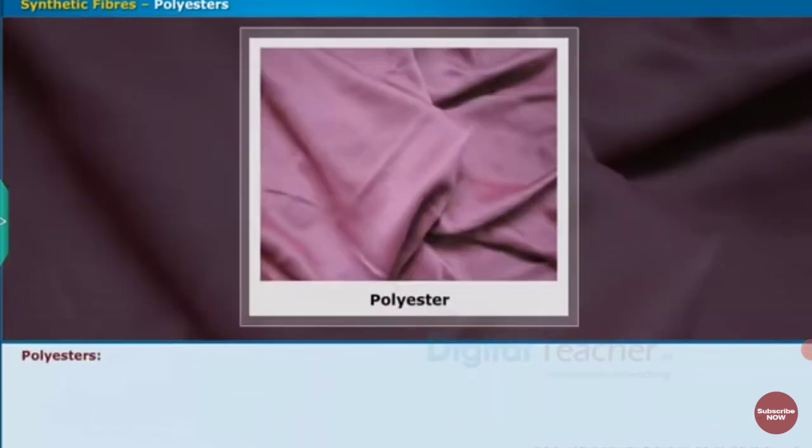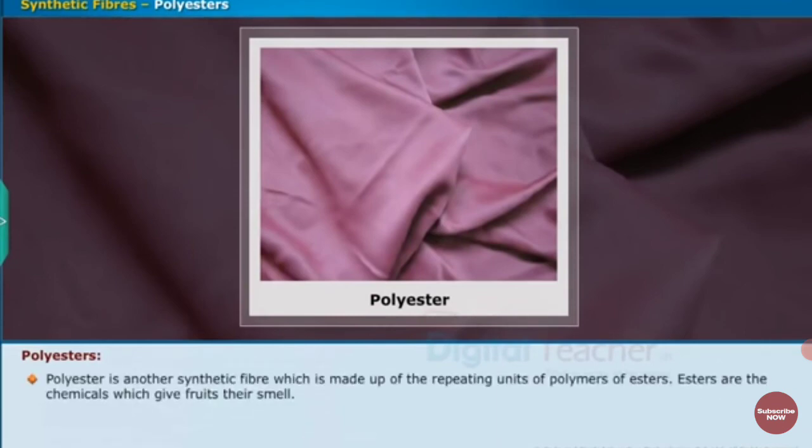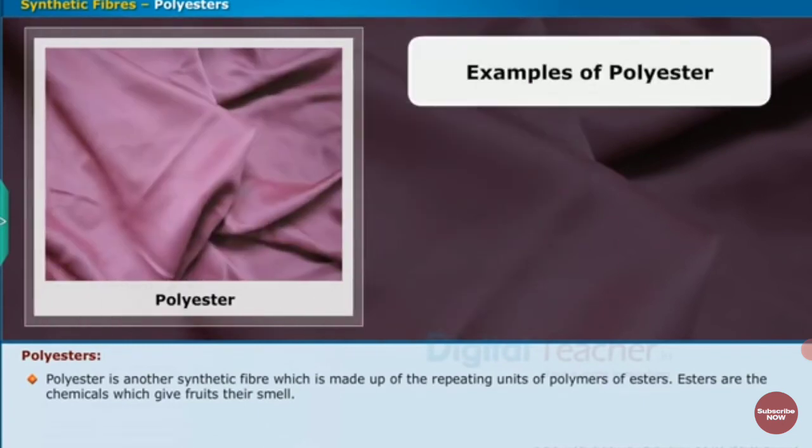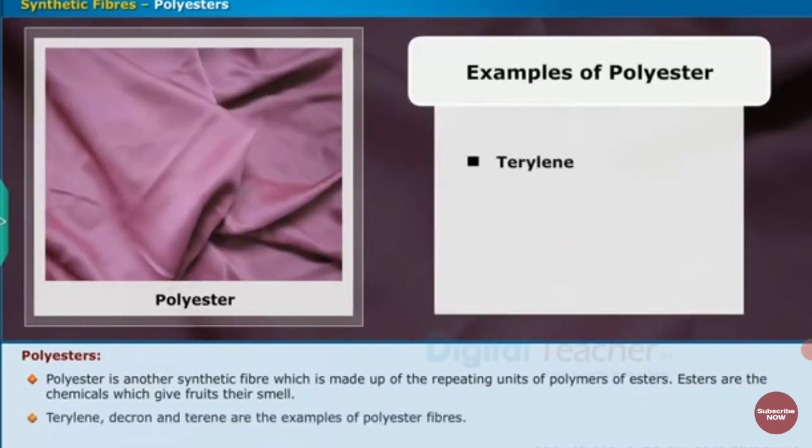Now, let us study polyester, which is another type of synthetic fiber. Polyester is made up of the repeating units of polymers of esters. Esters are the chemicals which give fruits their smell. Terylene, Dacron, and Terene are examples of polyester fibers.